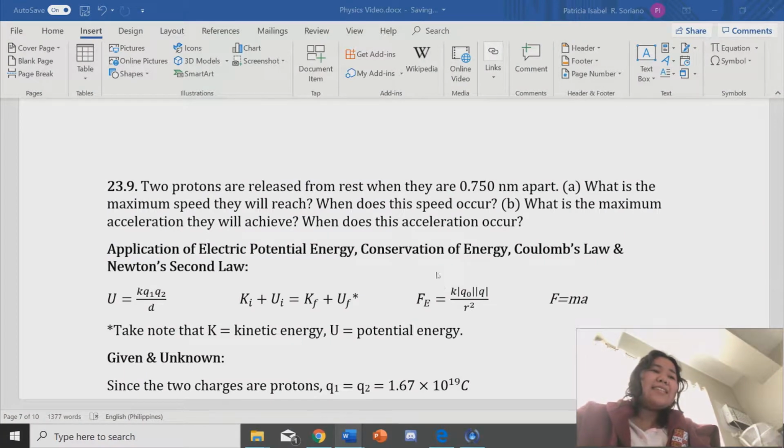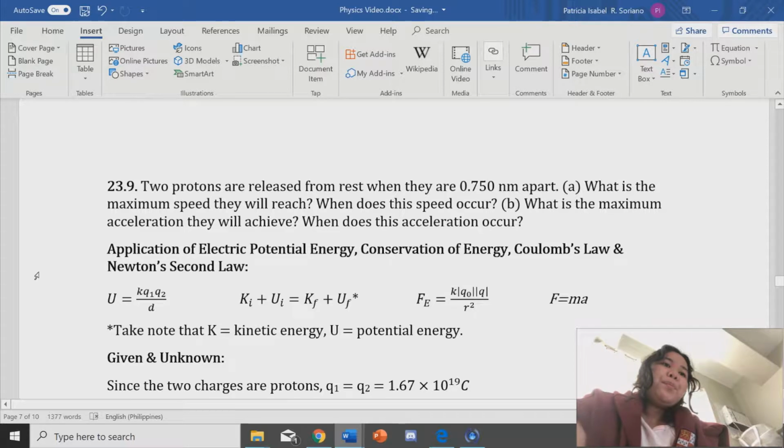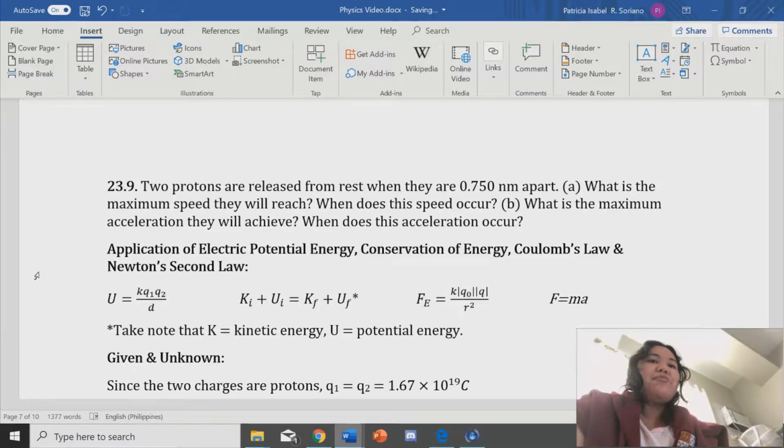Hello guys, this is our first problem for chapter 23, and this problem has quite a number of formulas to be used. I'll explain that later. Here's the problem first. Two protons are released from rest when they are 0.750 nanometers apart. For part A, what is the maximum speed they will reach and when does this speed occur? For part B, what is the maximum acceleration they will achieve and when does this acceleration occur?